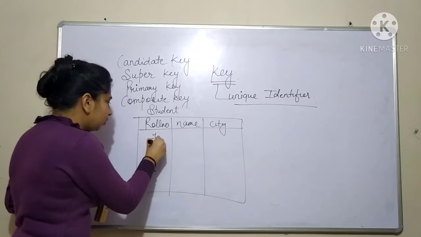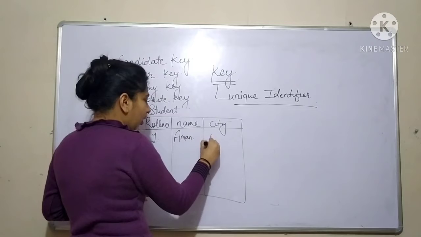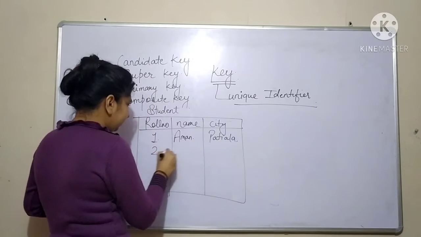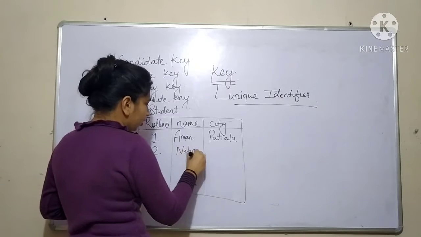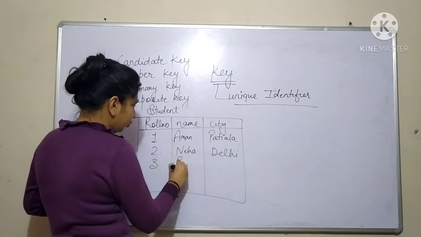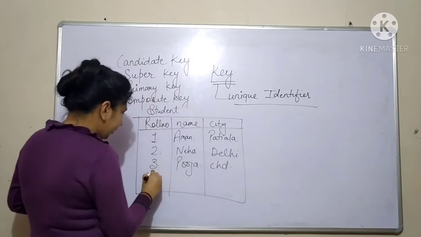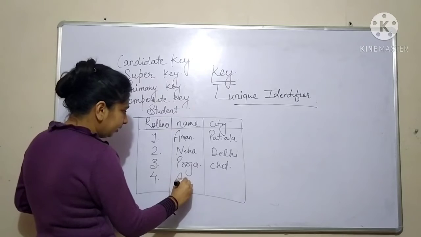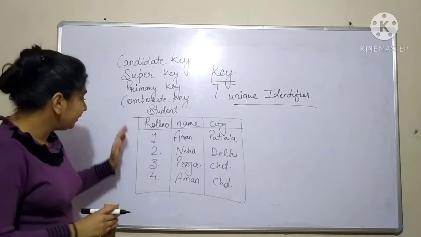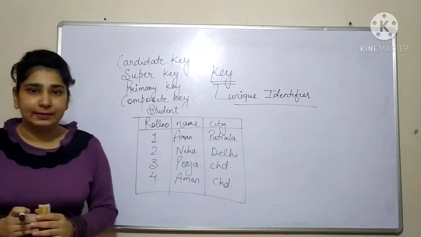Okay, so let's suppose roll number 1, Aman, belongs to Patiala. Neha belongs to Delhi. Pooja belongs to Chandigarh. And fourth, I have Aman, who belongs to Chandigarh. Okay. These 4 rows are present in this table.